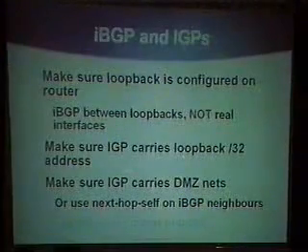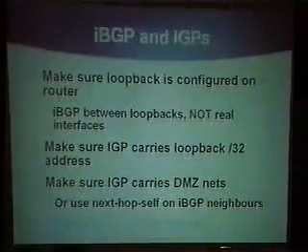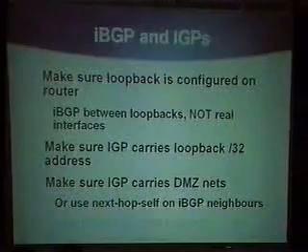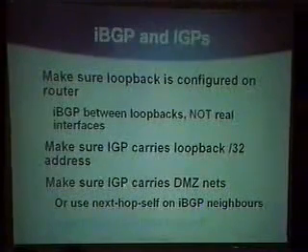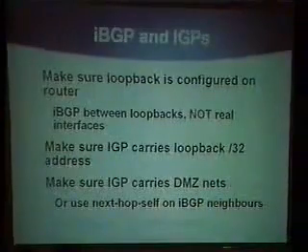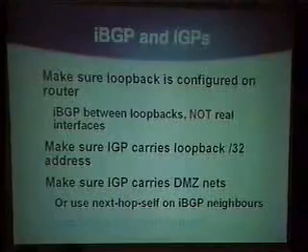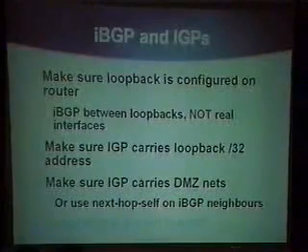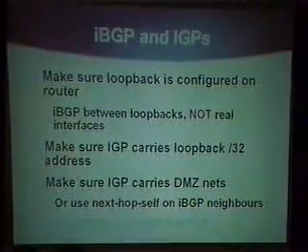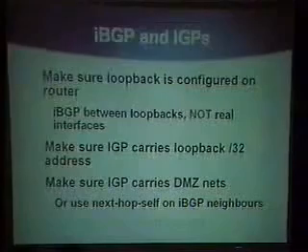Make sure the IGP carries the loopback /32 address. If you don't have it in the IGP, then you can't set up IBGP between the routers. Make sure the IGP carries demarcation zone networks. Okay, this is a classic problem. If you don't carry the demarcation in the IGP, the router can't get to the edge. Right? You can't see your next hop. So even though everything looks okay, you can't get outside your backbone.